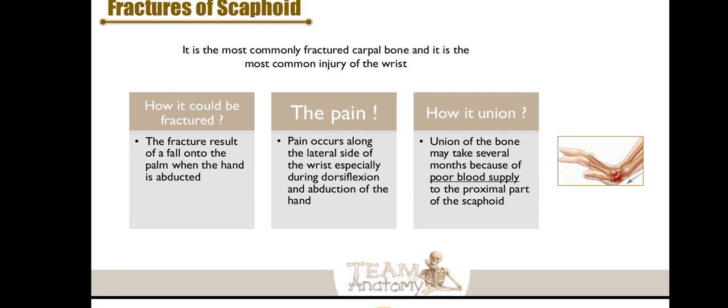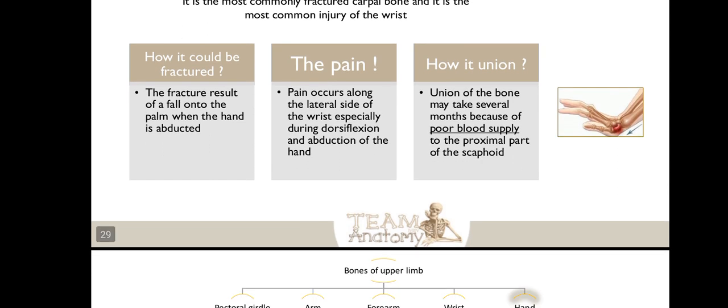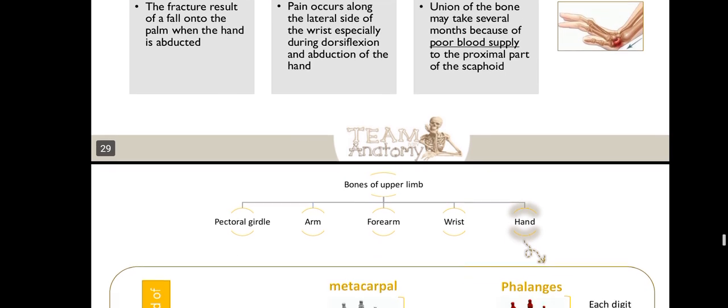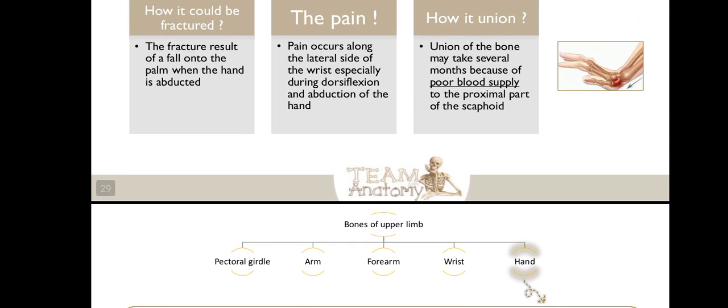How could it be fractured? The fracture results from a fall on the palm, okay? Falling with an outstretched hand. That's like dorsiflexion too, okay? The same cause as a Colles fracture. The pain is along the lateral side of the wrist.